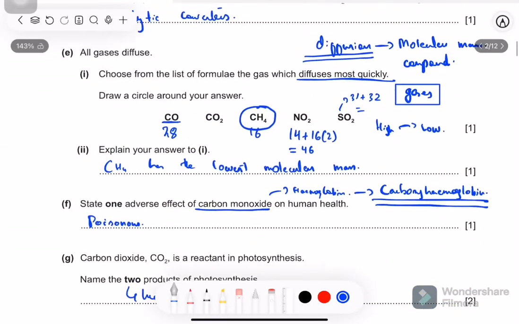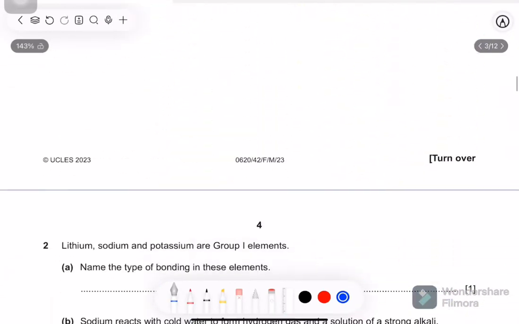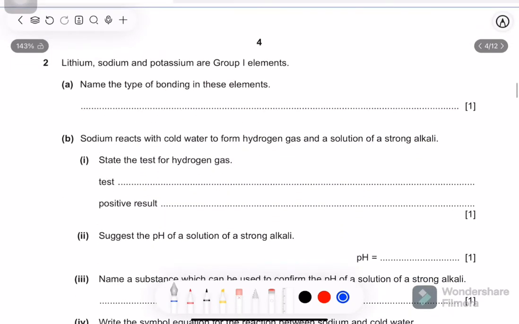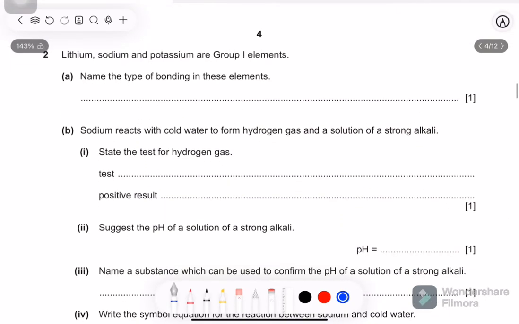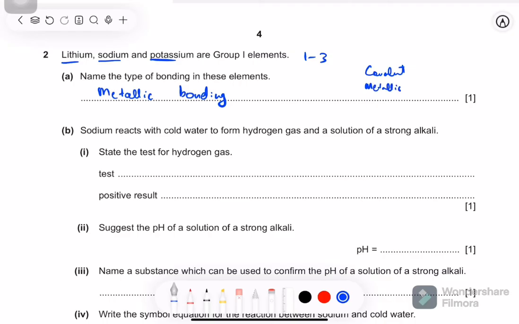The paper starts off with a pretty simple question. Now, lithium, sodium and potassium are group 1 elements. Name the type of bonding in these elements. We know these are all metals, group 1 till 3. So metallic bonding exists in metals. We have 3 types of bonding: covalent, metallic and ionic.